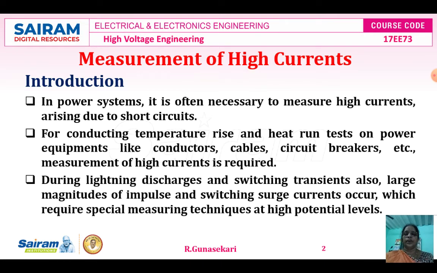current is required. During lightning discharges and switching transients also, lightning discharges during the winter season due to thunder, and switching transients present in the power supply. Transient means the parameters change with respect to time. During lightning discharges and switching transients, large magnitudes of impulse and switching surge currents occur in the power system, which require special measuring techniques at high potential levels for the measurement of these high currents.